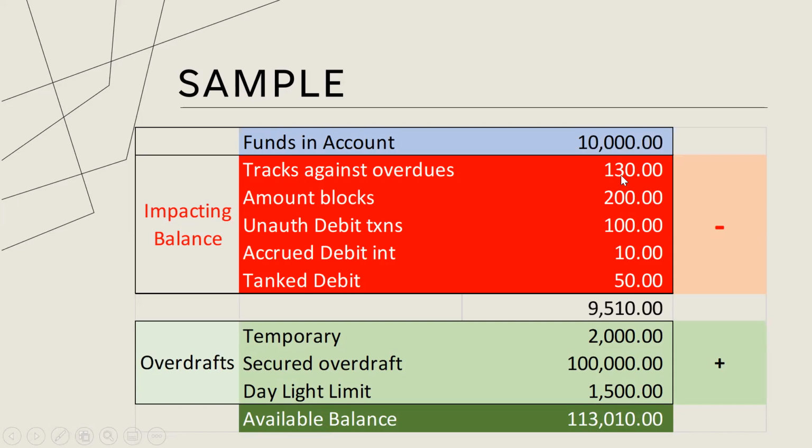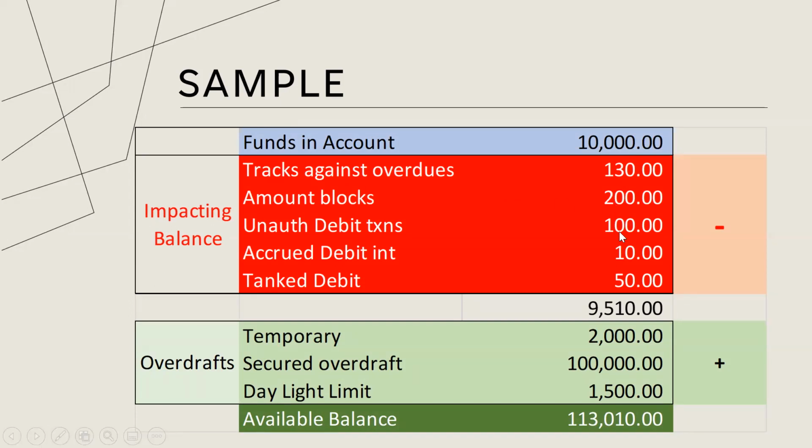Let's say he had some charges of 130 since his account was zero balance. The accounting entry is not posted, but the bank has placed a tank. Since this 10,000 came in, the system would have marked this 130 against the tank. Another thing is 200 dirham. Assume that after depositing this 10,000, he purchased something in a shop for 200. That creates an amount block.